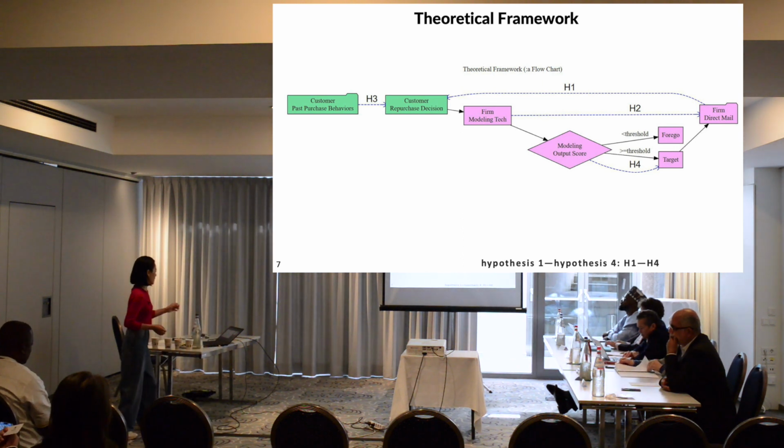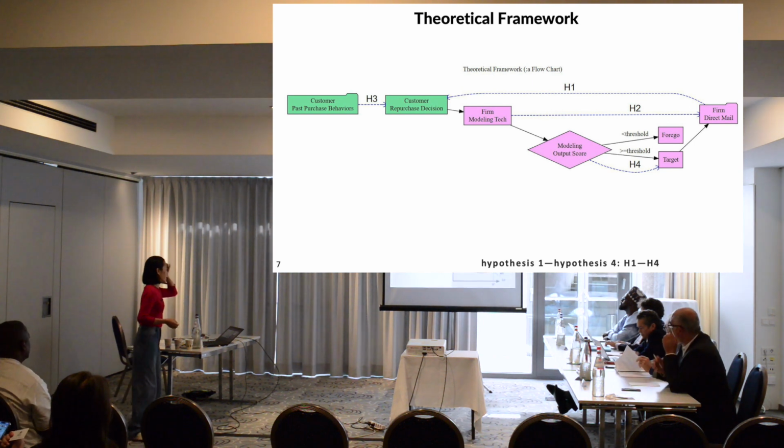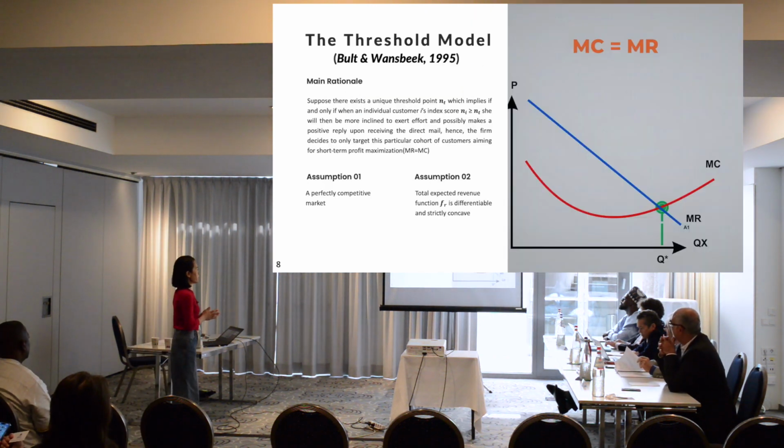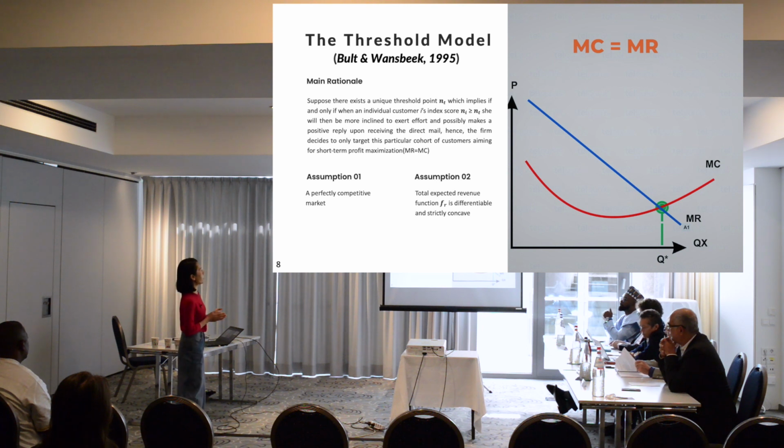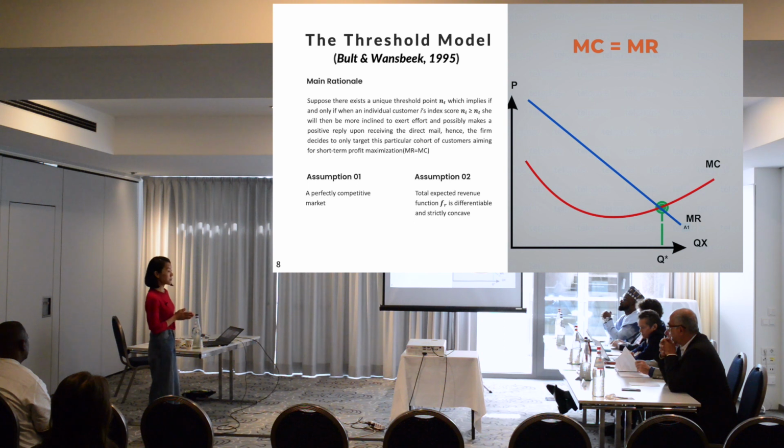Now, how do we define a threshold? Well, choosing a threshold between 0 and 1 can be arbitrary, but the consequence is not arbitrary, because if you choose the threshold in an unwise way, you could lose money and your campaign can fail. So based on this premise, I borrowed Wansbeek's 1995 threshold model, which is an econometric modeling framework.